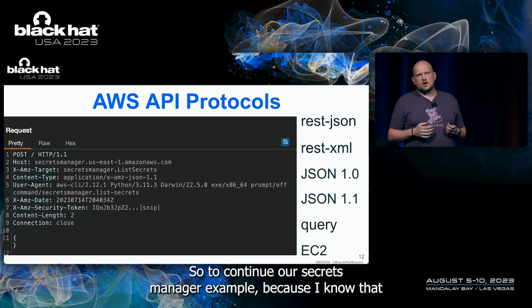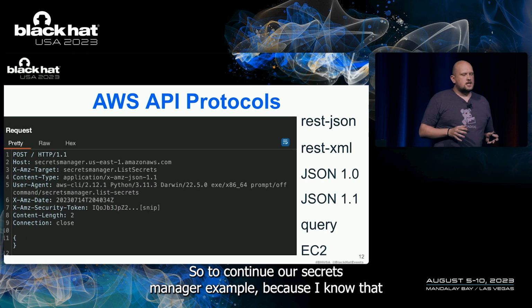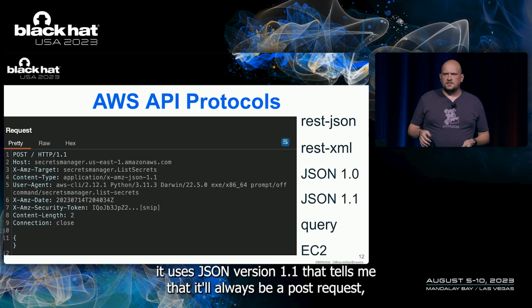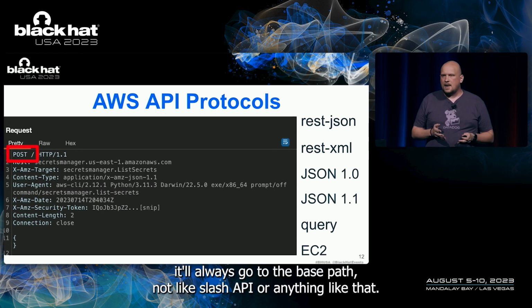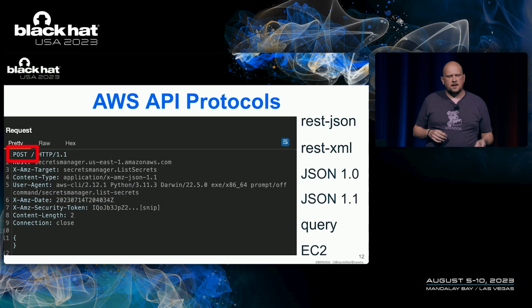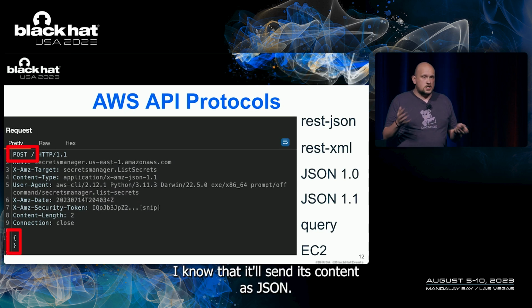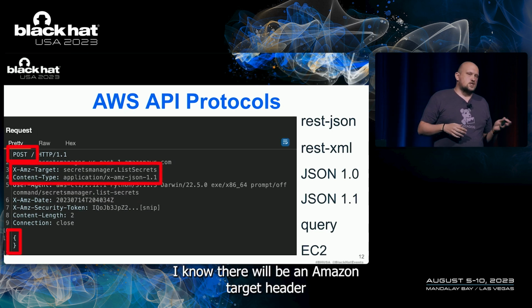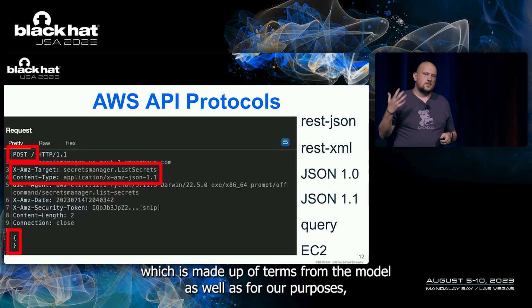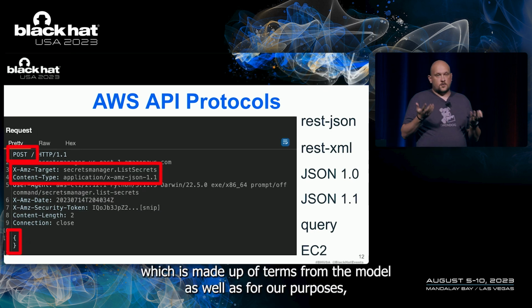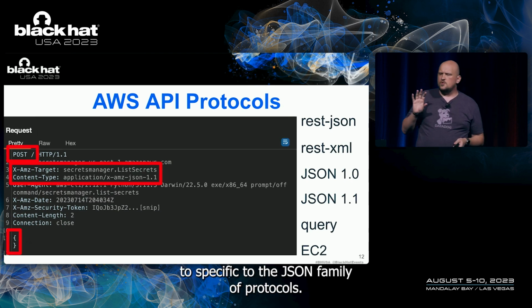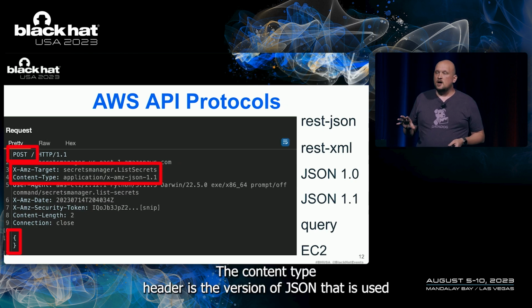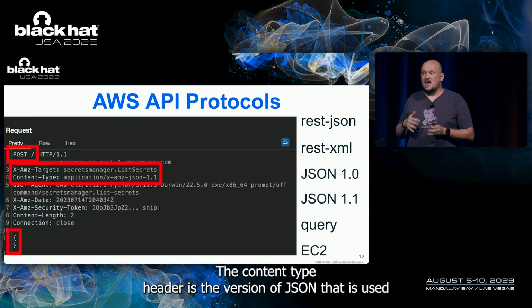So to continue our Secrets Manager example, because I know that it uses JSON version 1.1, that tells me that it'll always be a POST request. It'll always go to the base path, not like /API or anything like that. I know that it'll send its content as JSON. I know there will be an X-Amz-Target header, which is made up of terms from the model, as well as, for our purposes, the most important part, the content type header. Specific to the JSON family of protocols, the content type header is the version of JSON that is used.